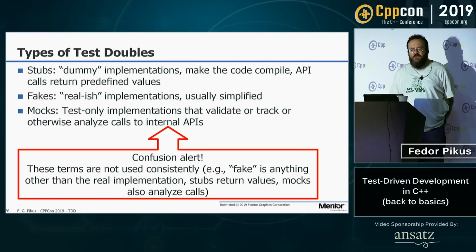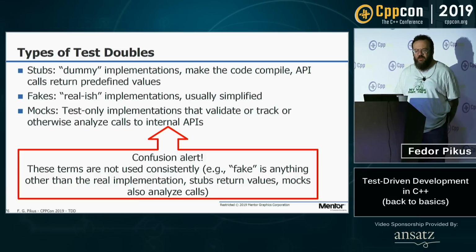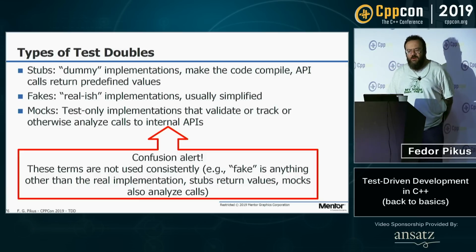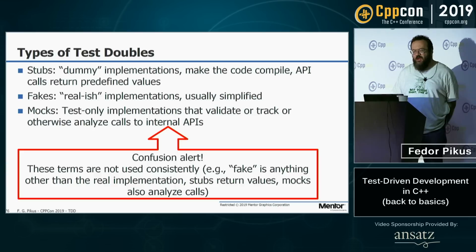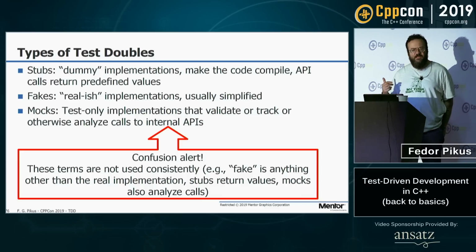Different kinds of test doubles. Test stubs, they're dumb implementations. Fakes, simplified, more or less real implementations. Mocks. Mocks are an interesting one. They're test implementations that do internal checking, so they validate or track or verify the calls that are made to them. So our debug STL was a mock because it did all the things that we expected from the STL, but it also validated the incoming calls, the index operator.